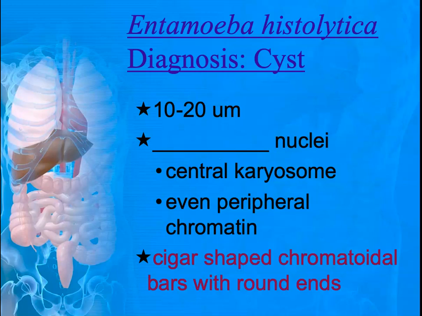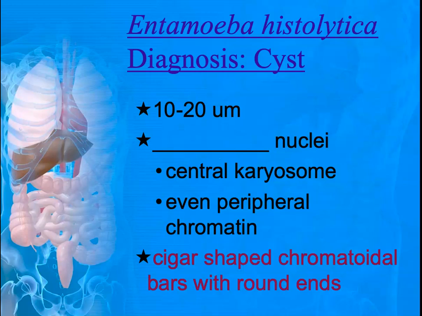So that was the troph. Let's talk about what the cyst looks like. The cyst is a little bit smaller. It can have up to 4 nuclei, so 1 to 4 nuclei in the cyst. Although if you see something with just 1 nucleus, we're going to call it a troph. If it's got 2, 3, or 4, then it's definitely a cyst.